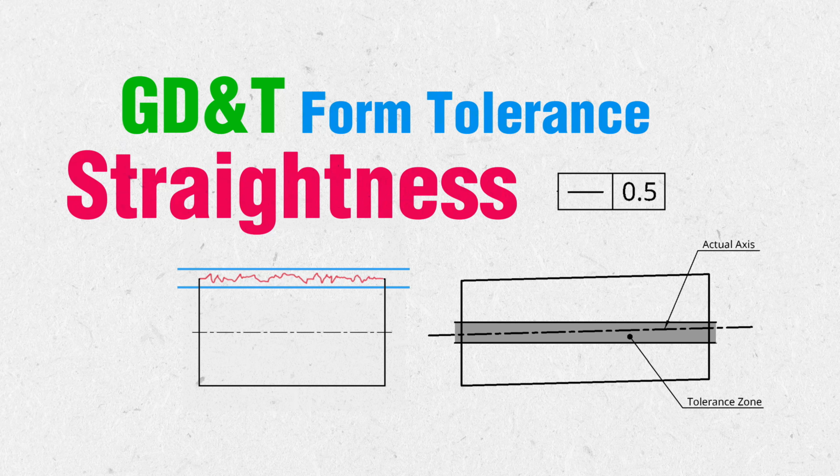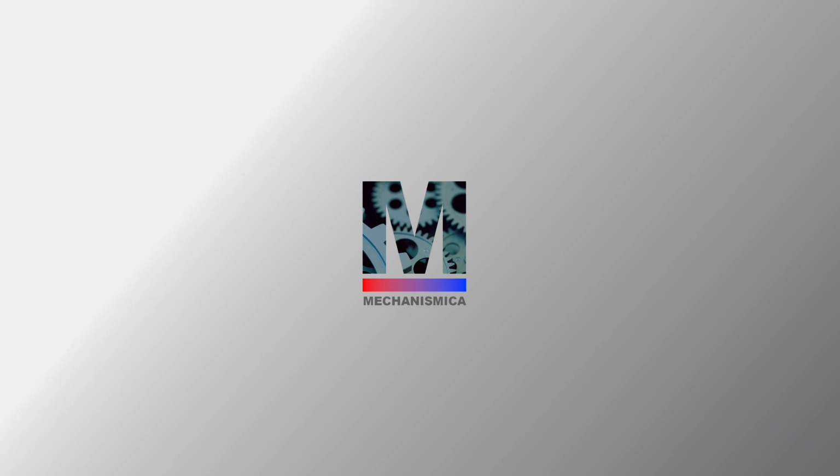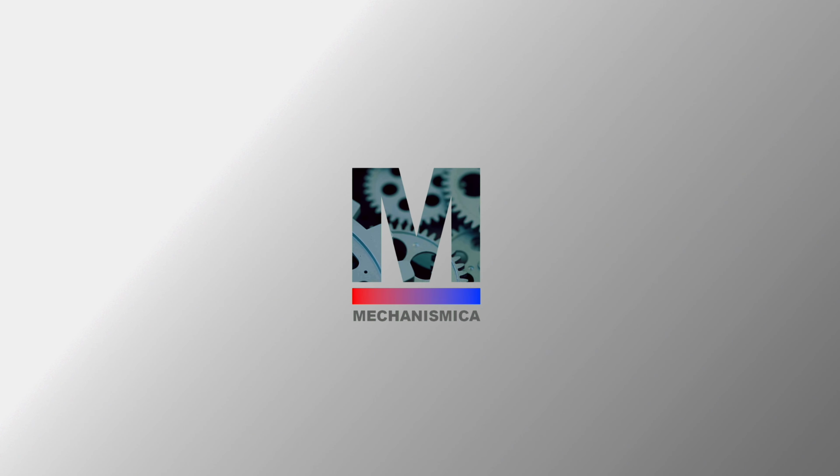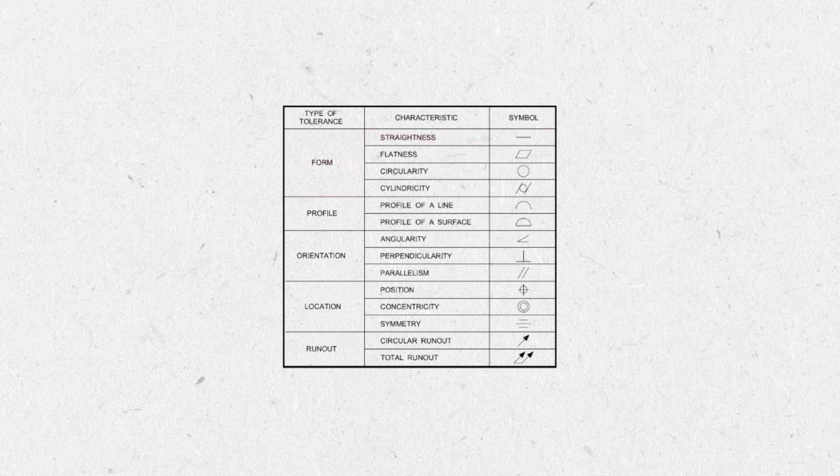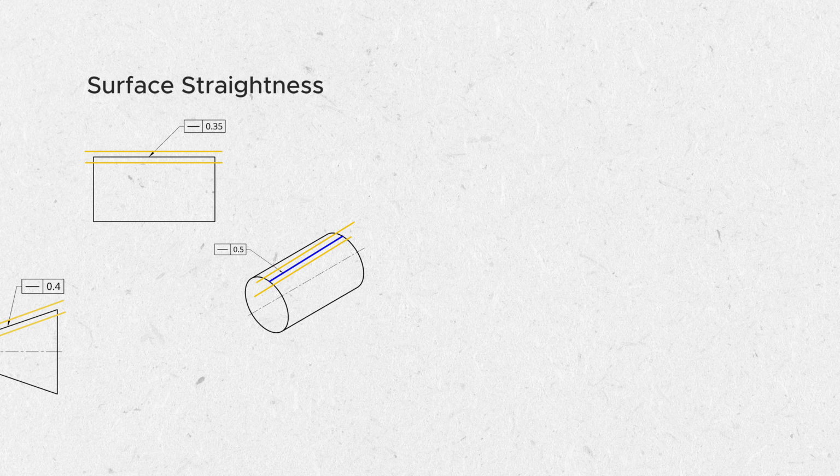In this video, I'll talk about form tolerance straightness, what it means, how it's used on technical drawings, and I'll walk you through a few real examples to make it clear. In geometric dimensioning and tolerancing, straightness is one of the four types of form controls. Straightness can control the line element of a surface whether the part is rectangular, cylindrical, or conical.